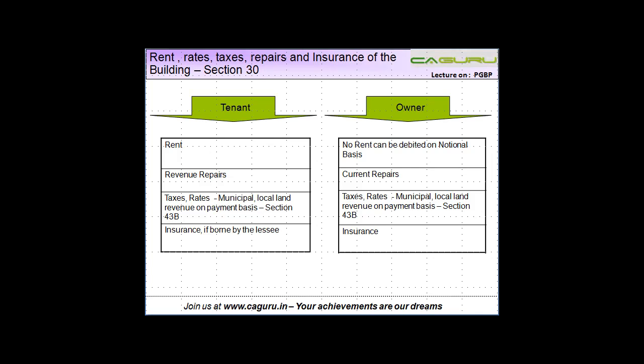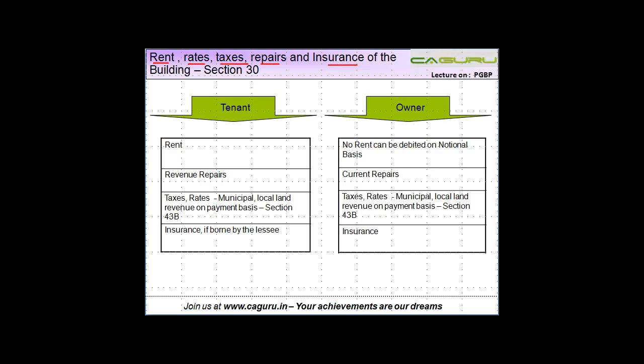This slide deals with the rent, rates, taxes, repairs and insurance of the building. Now what happens is that, many a times, or not even many a times, it's almost the case with everyone. Whenever a person is carrying on a business or profession, then he would be using some kind of a building.